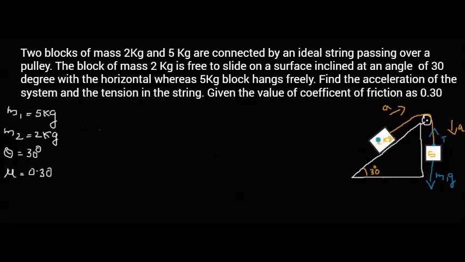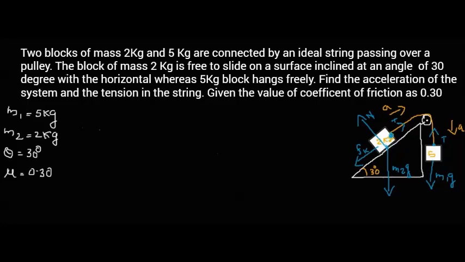Now let's draw the forces acting on the 2 kg object. The first is the weight of the object which is acting along the downward direction m2g and the normal reaction which is acting perpendicular to the surface of contact. Now the system is having acceleration along this direction. So the frictional force will be acting along the opposite direction. Right. So this is Fk. And here we have the tension of the string acting along this direction.